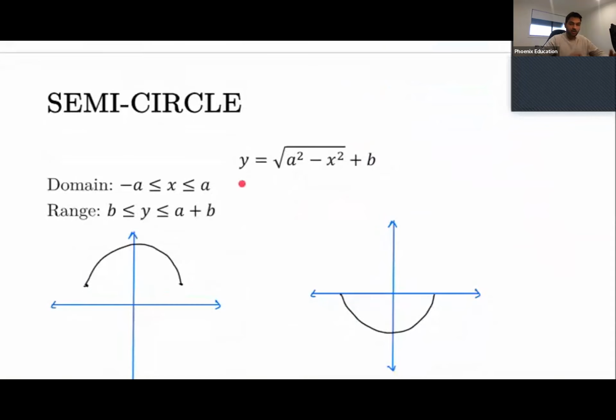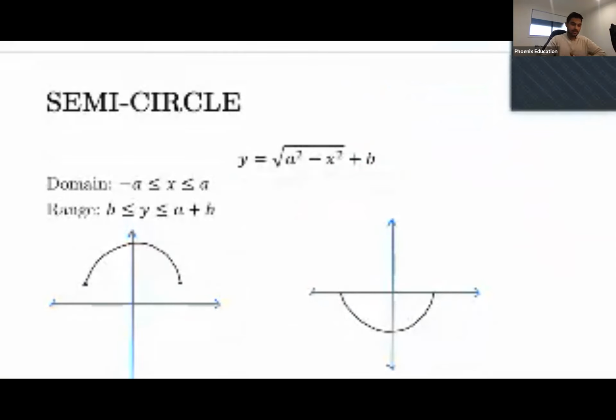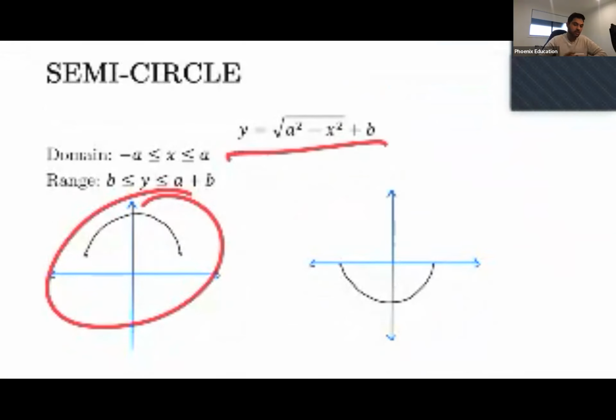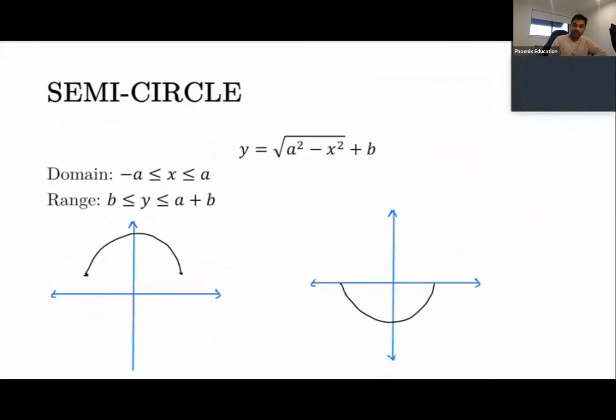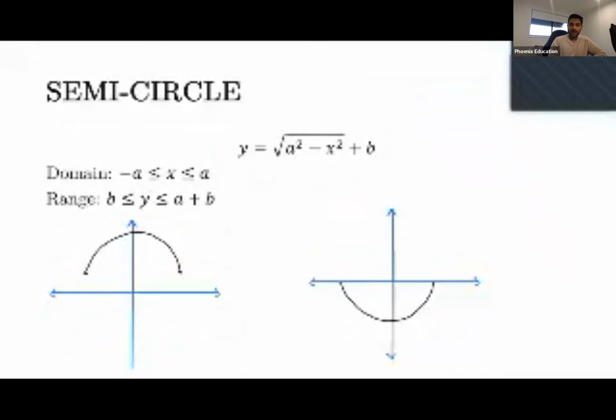So this is not the most general form that you'll see. This one has just been shifted up by B units, and it's this one that this graph is representing. You could have shifts to the left and to the right, and you need to adjust the domain according to what we talked about earlier. So for a semicircle of this format, the domain will just be between negative A and A. So that's the restrictions imposed by the square root.